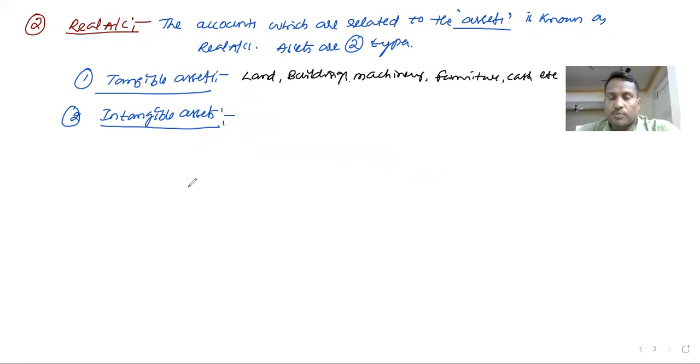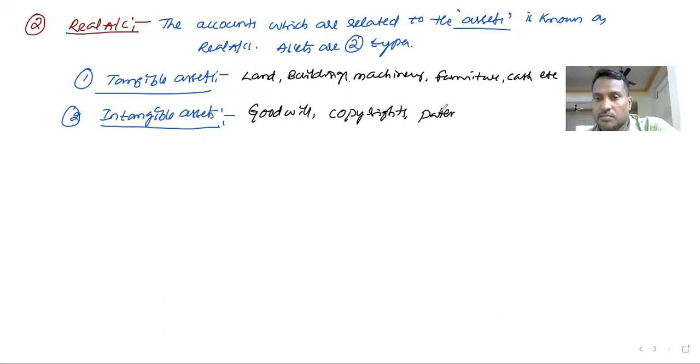These assets are properly called tangible assets. Land, buildings, machinery, furniture, cash, these are all tangible assets. Then intangible means which we cannot see but has some value, like reputation in the public. This includes goodwill, copyrights, patents, etc. Goodwill is called the reputation of the business. The name and prestige of the business is called goodwill.